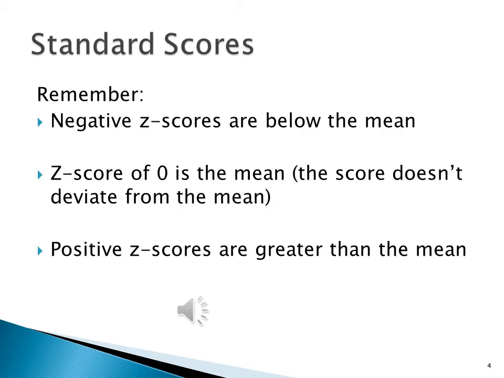At this point, you're probably wondering, why are we doing this? Why do we need standard scores? One of the good things about standard scores, in this case z-scores, is that if they're negative, it means they're below the mean. If they're positive, they're above the mean. And a z-score of 0 is the mean. The score doesn't deviate from the average or the norm. Therefore, the z-score equals 0.